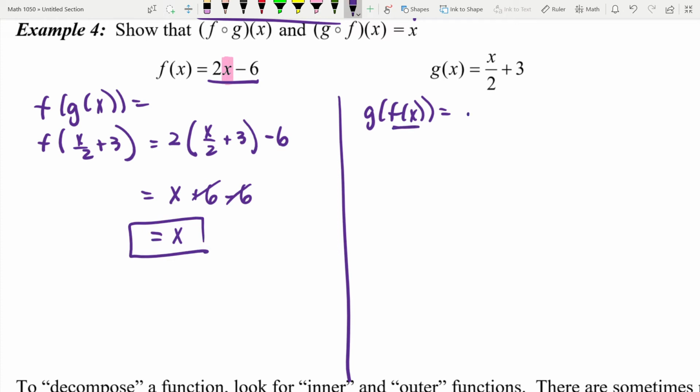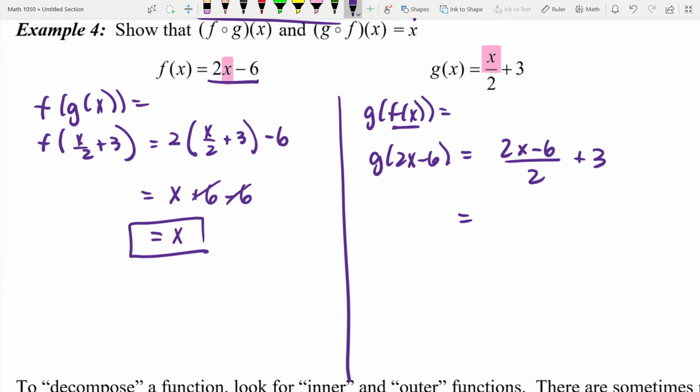Let's do the next one. Go right there. Replace f of x with what f of x is. Let me write that underneath. So I'm finding g of 2x minus 6. Go into that g of x, and right there, put in 2x minus 6. So you have 2x minus 6 over 2 plus 3. Tell me what to do. You can really say it with one word.